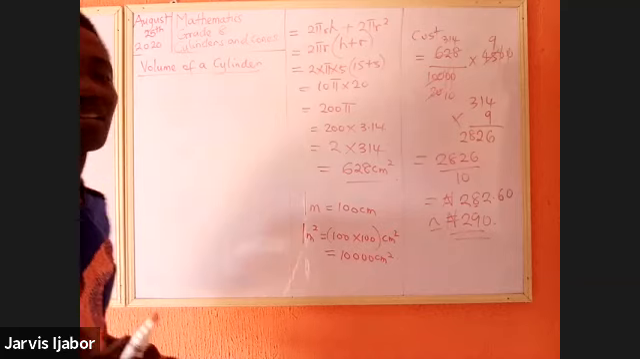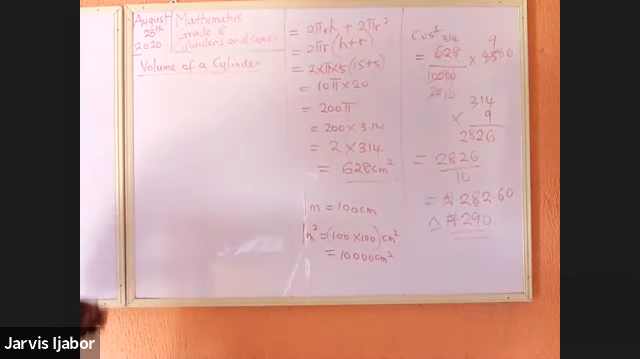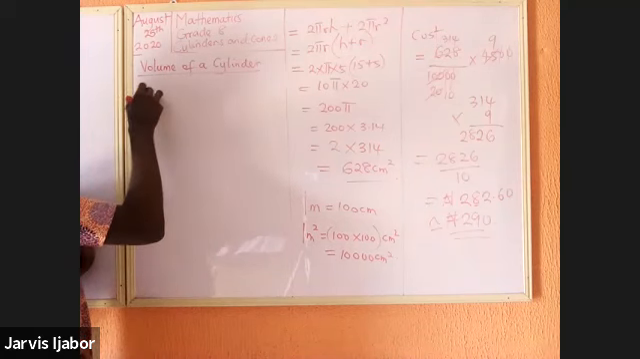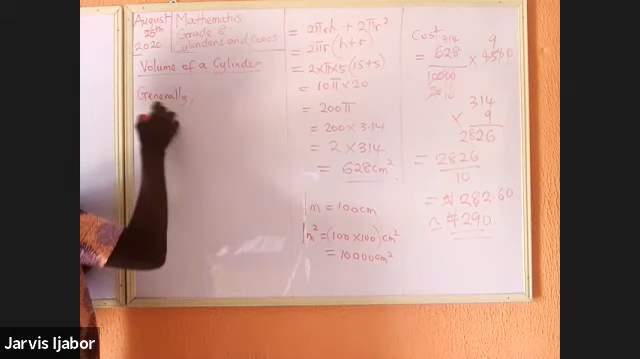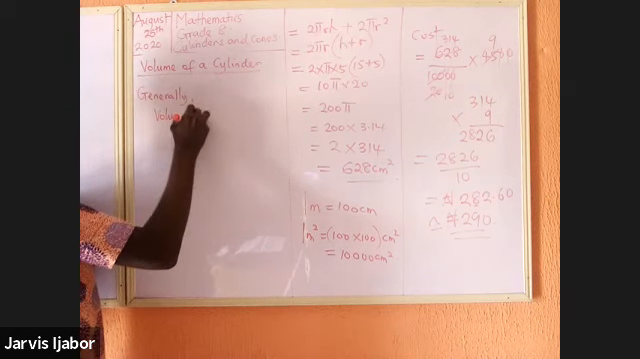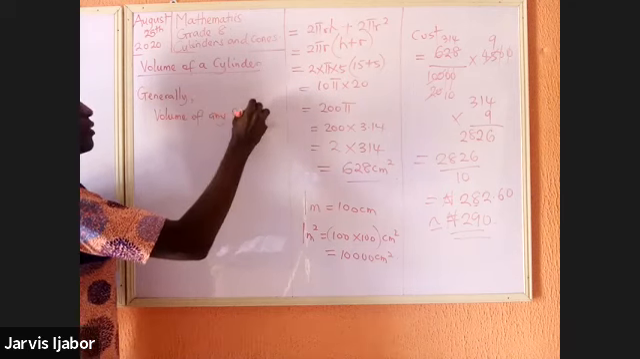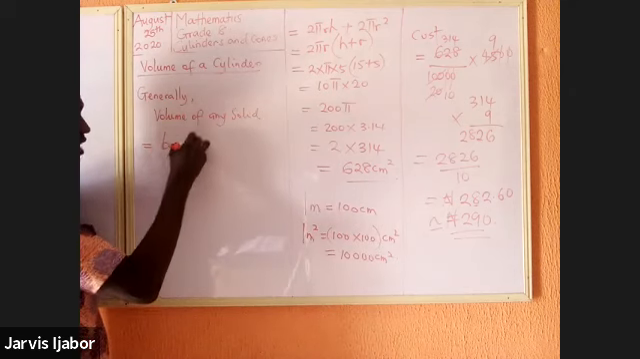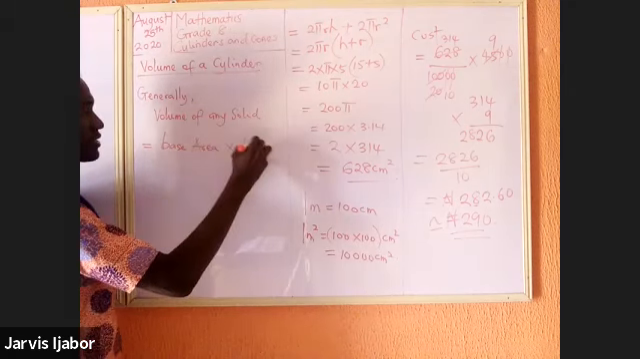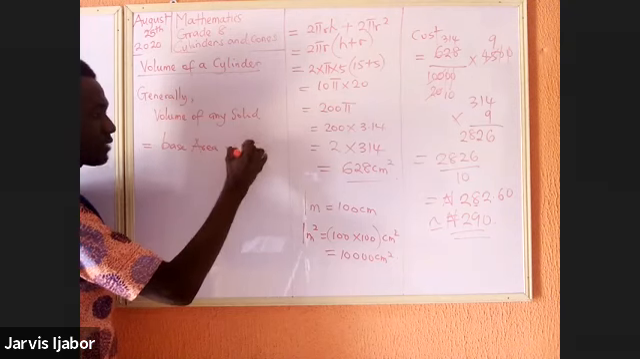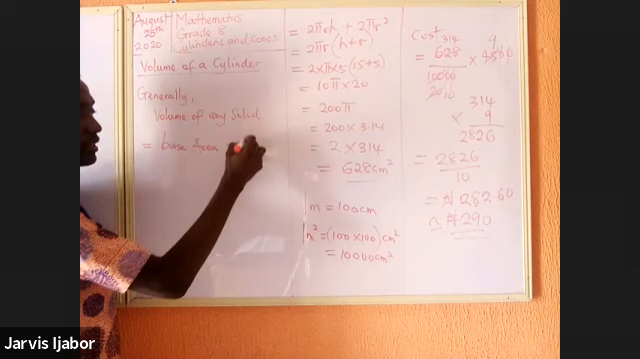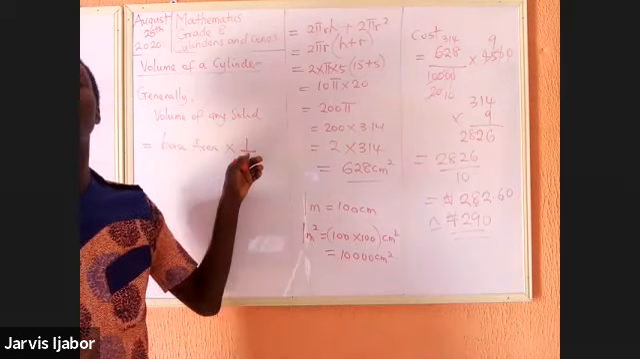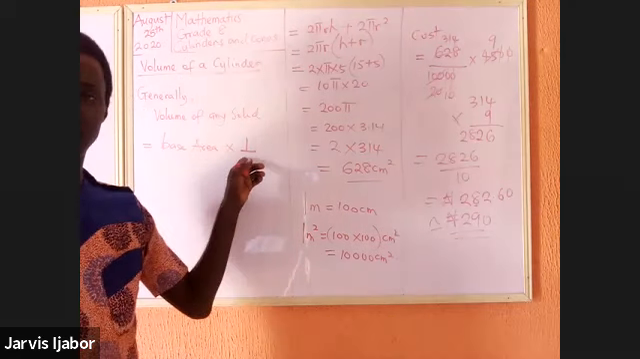In our previous class, we talked about what the volume of a cylinder would be. Now take note that generally, the volume of any solid is equal to the base area times the perpendicular height. Anytime you see this sign in math, it is perpendicular. It looks like an upside down T. We are referring to a particular type of height, not just any height.